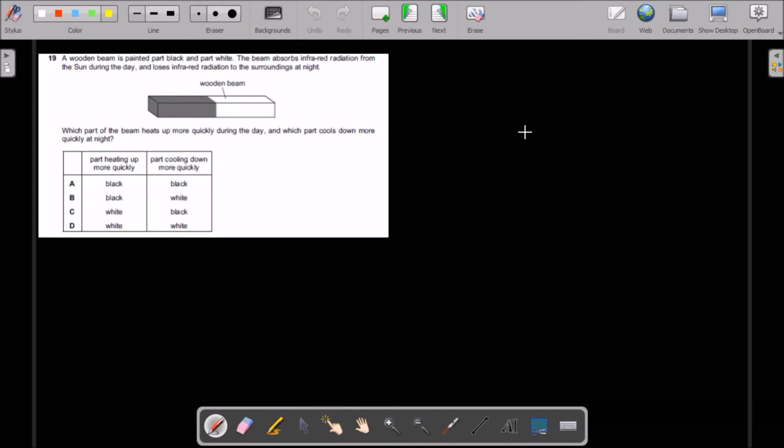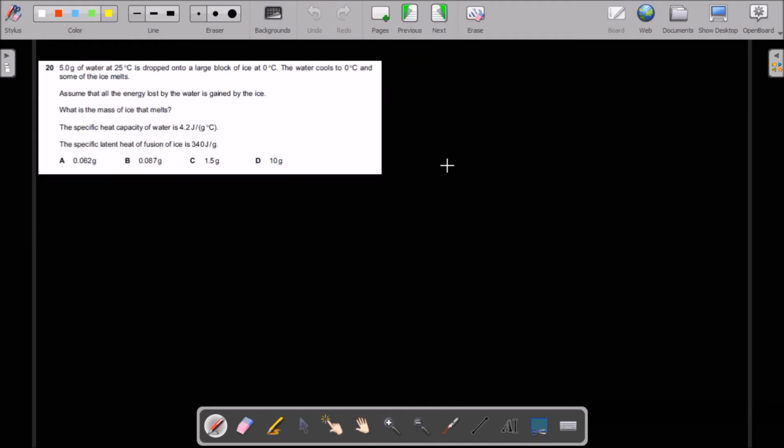Question 19. A wooden beam is painted part black and part white. The beam absorbs infrared radiation from the sun during the day and loses infrared radiation to the surroundings at night. Which part of the beam heats up more quickly during the day and which part cools down more quickly at night? We know that black objects are good absorbers and good emitters of radiation. That's why A will be right, because black objects are good absorbers and good emitters of radiation. That's why A will be right.